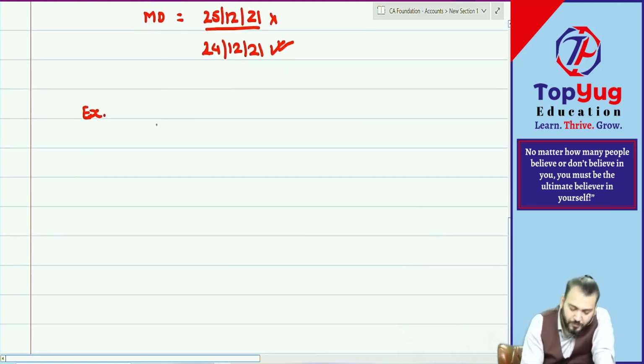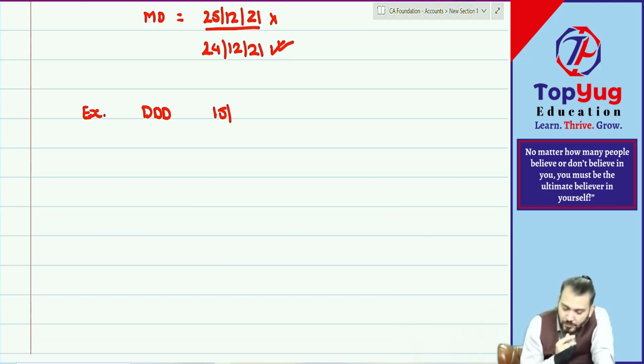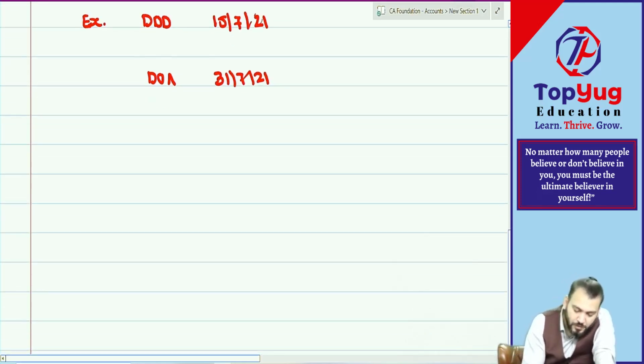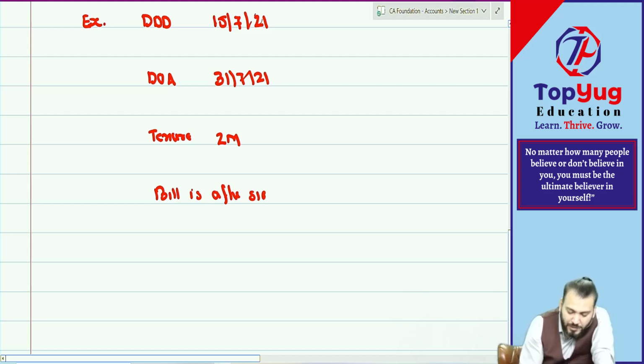Example. Date of drawing is 15 July 21, date of acceptance 31 July 2021, and tenure 2 months. Bill is after sight.